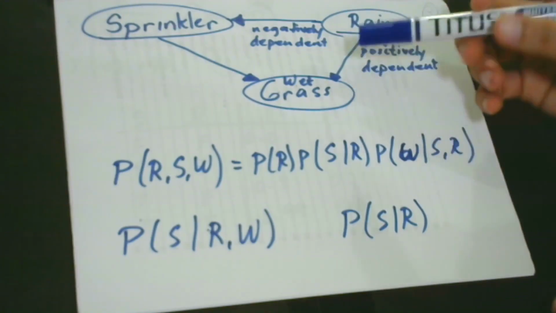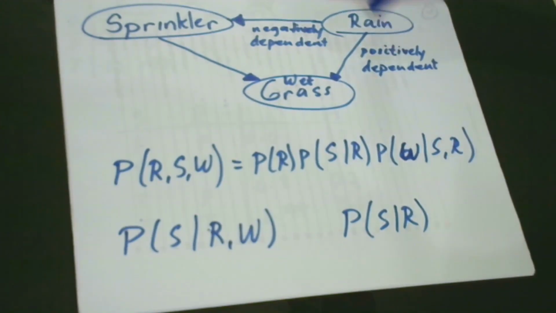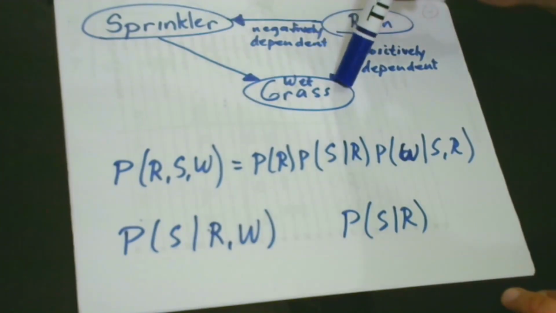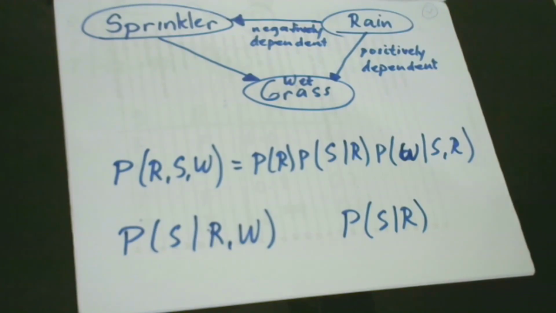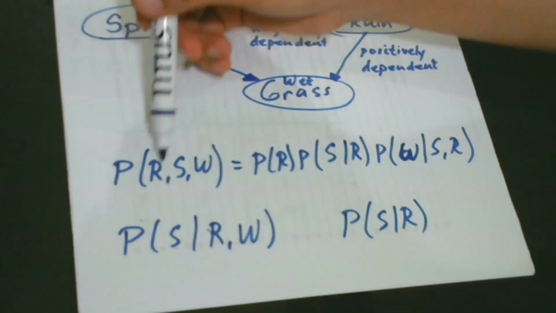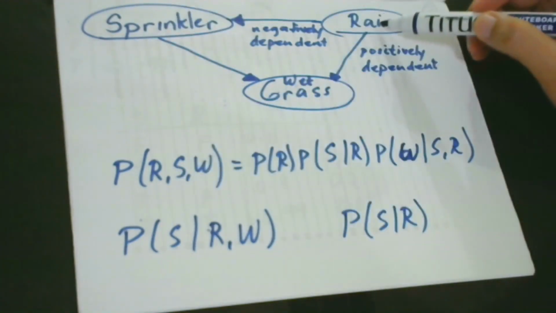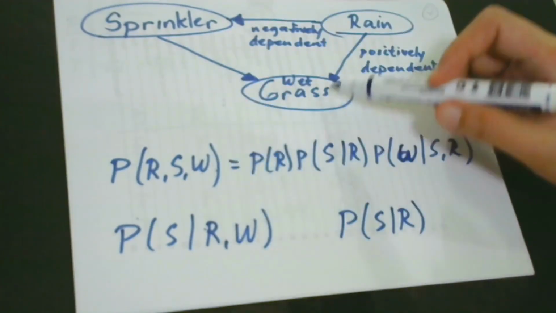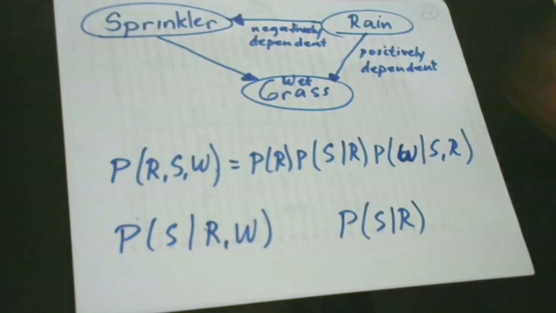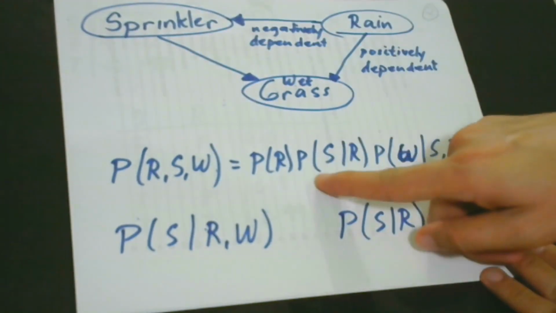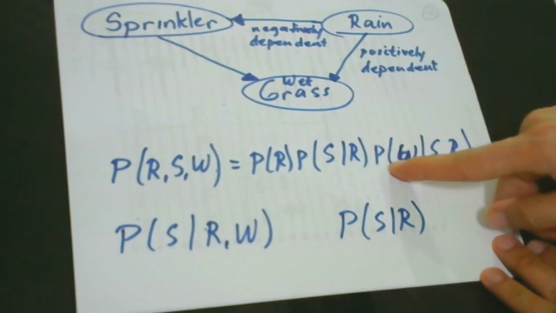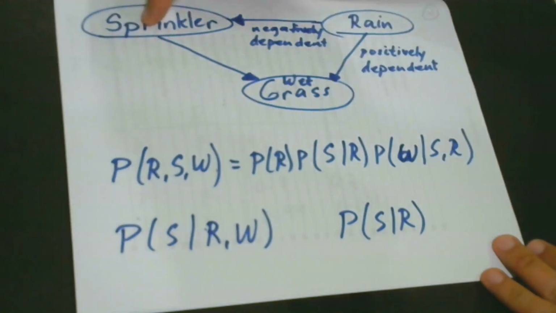It's like this. If it rains, there is a lesser chance of turning on your automatic sprinkler. So the next day in the morning, if you see that the grass is wet, it is because it has rained, or it is because the sprinkler does its job. So using the graphical model, we can say that the probability of R, S, W, where R means rain, S means sprinkler, and W means wet grass, is equal to the probability of R, times the probability of S given R, times the probability of W given S and R.